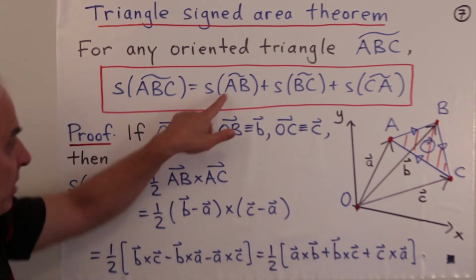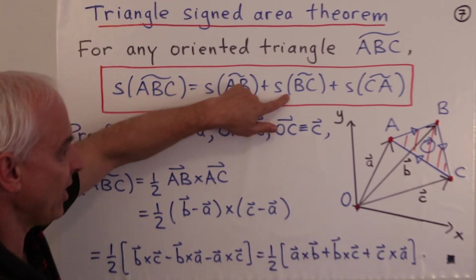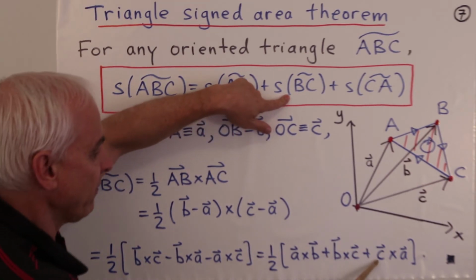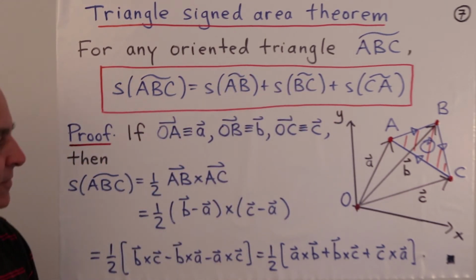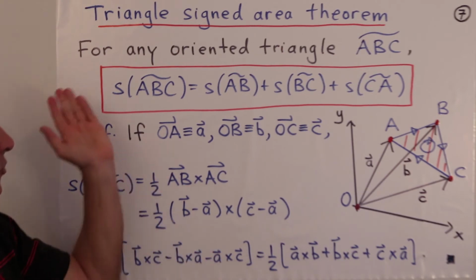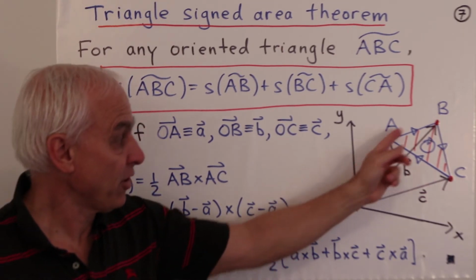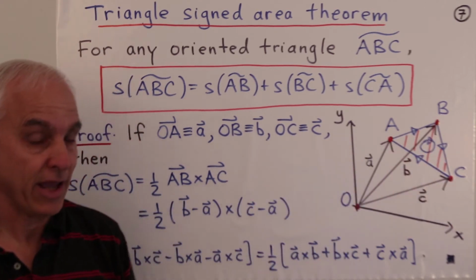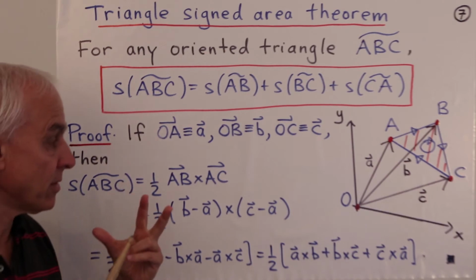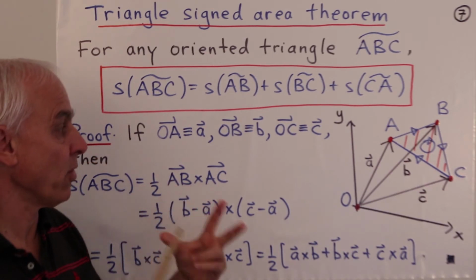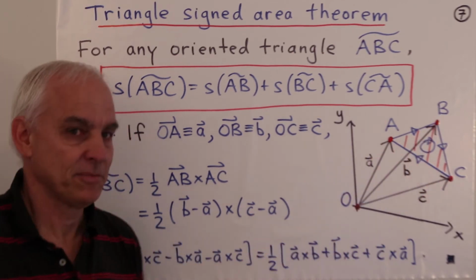1/2 of A cross B is S of AB. 1/2 of B cross C is S of BC. And 1/2 of C cross A is S of CA. So that's the proof of the triangle signed area theorem that allows us to rethink the area of an oriented triangle ABC in terms of the signed areas of the 3 oriented sides, AB, BC, and CA.